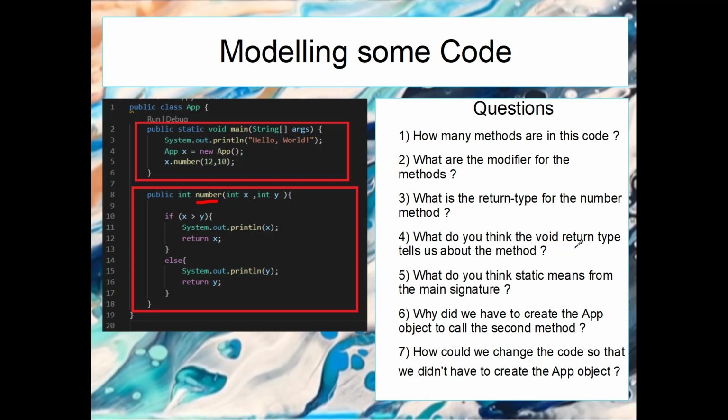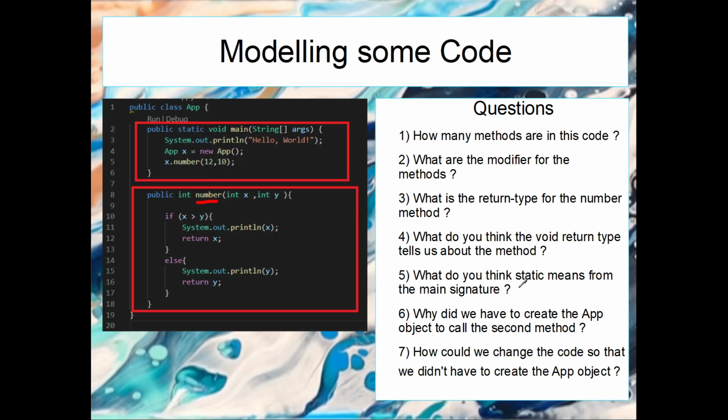What do we think the void return type tells us about the method? Well, we've already mentioned this. It means that it's not expecting anything to be returned. So if we look at this one, this is expecting a value, and we can see the return keyword. In this method, remember between the two brackets here, it's not expecting anything to be returned. There is no return keyword.